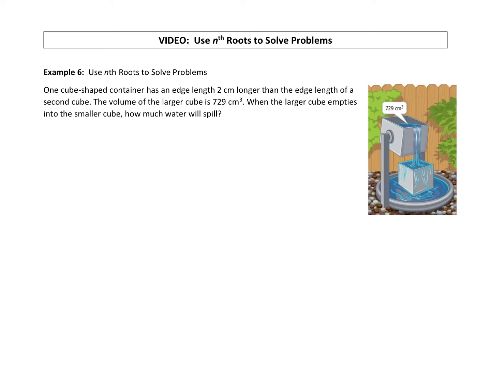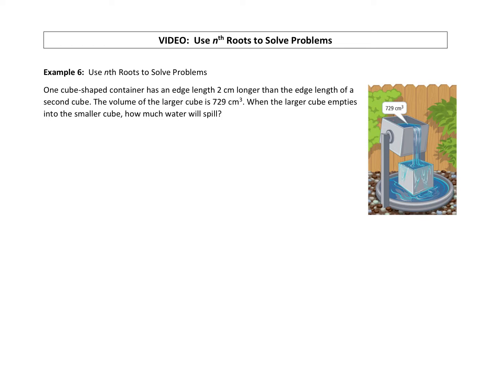All right, so let's solve a problem because we love doing that. One cube-shaped container has an edge length 2 centimeters longer than the edge length of a second cube. So if we look at this picture, we can see we have a smaller cube down here. This larger cube is going to have each edge 2 centimeters longer than the smaller cube. The volume of the larger cube is 729 cubic centimeters, or centimeters cubed.